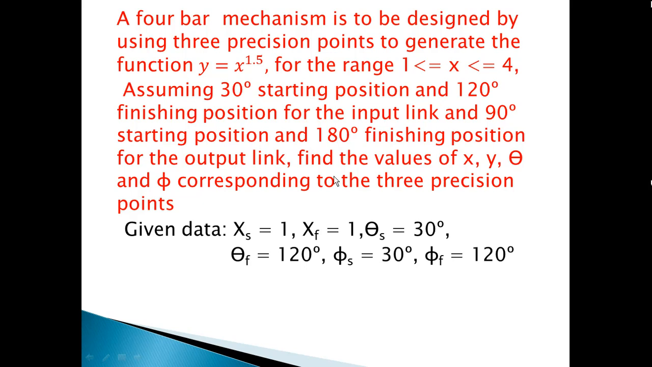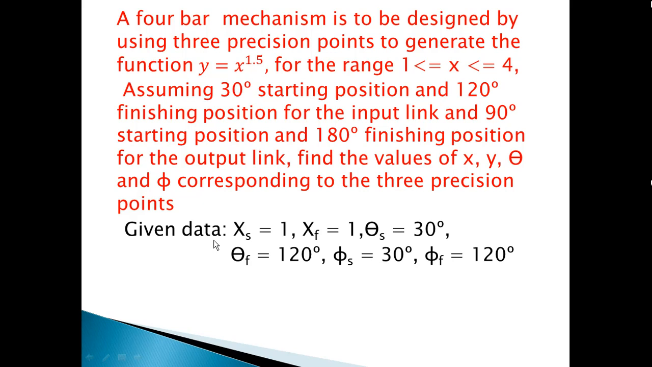Find the values of x, y, theta and phi corresponding to the 3 precision points. Here it has been mentioned that there are 3 precision points you have to find out between the range 1 and 4 for the x value, where y values are correlated with respect to the function y equal to x raised to power 1.5.